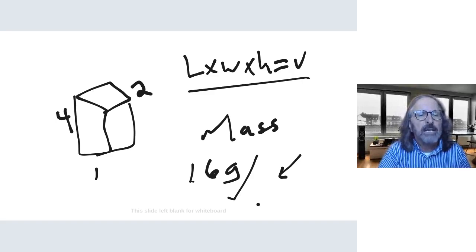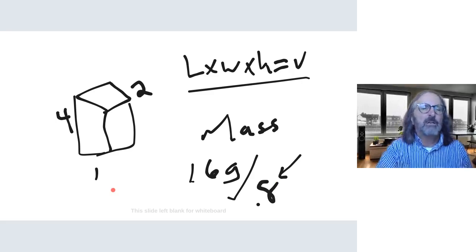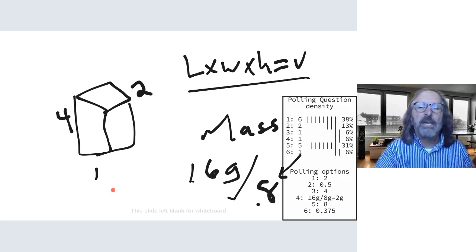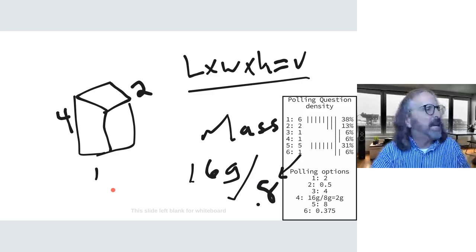All right. Somebody did all the work there. Thanks, Braden. You got it. 16 divided by 8. Some good math going on in here. So this is 16 divided by 8 gives you what? Okay, publish the poll. Thank you, everybody, for participating today.